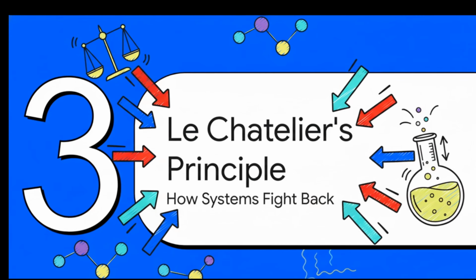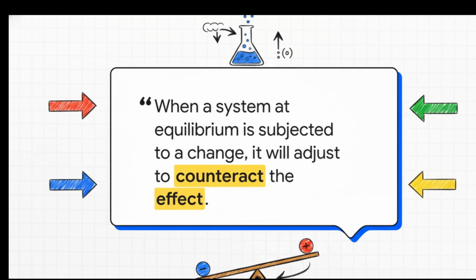Okay, so we've got this perfectly balanced system. But what happens if we poke it? What if we mess with it? That's where the brilliant Le Chatelier's principle comes in. I like to think of it as the ultimate rule of chemical rebellion. Whenever you try to change a system at equilibrium, it fights back. The principle itself is pretty simple.